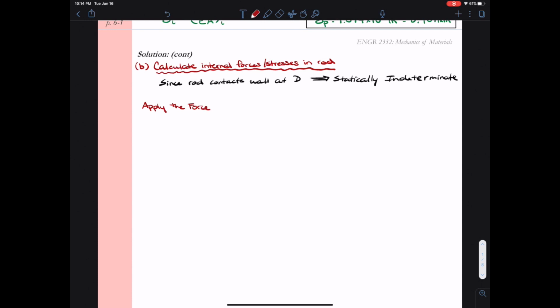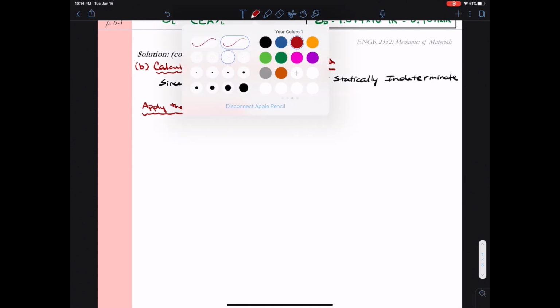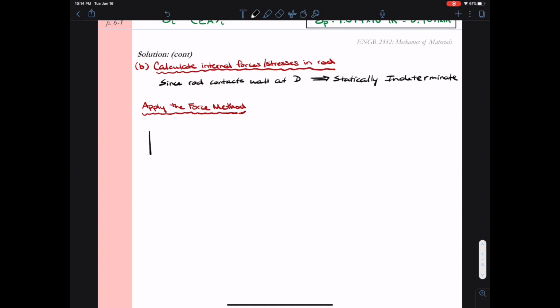To solve this statically indeterminate problem, we can apply the three tools from our engineering toolbox. We talked about using what we call the force method, so I want to try using the force method here to solve this particular example. In the force method, I do a superposition of problems that I know, simpler problems that when their results are added together equal the more complex problem.